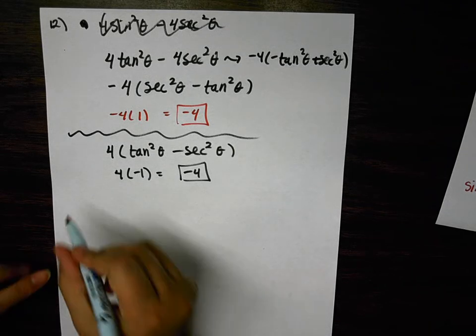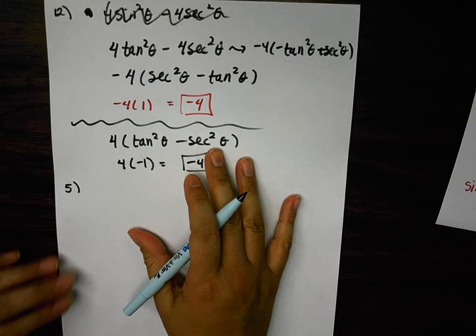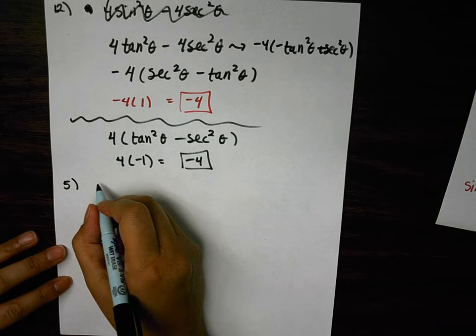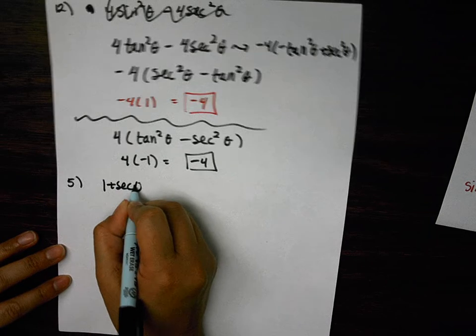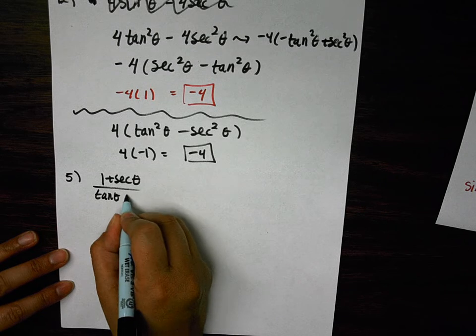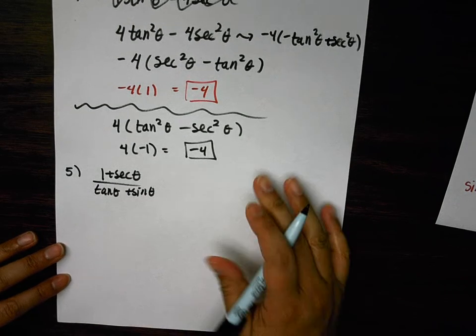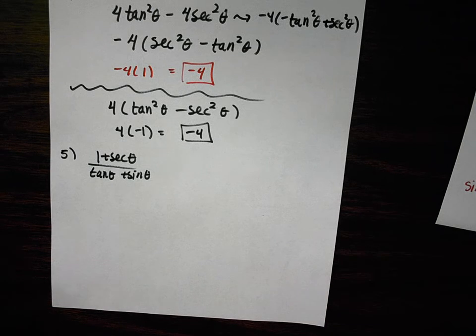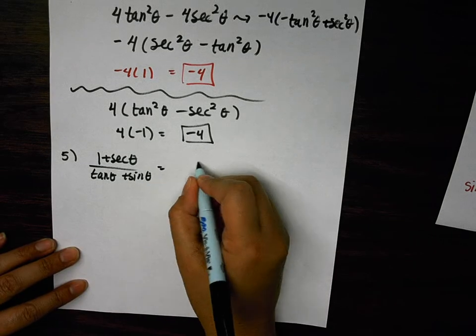All right. Any others? Which one? 5. One plus secant, and then over tan theta plus sine theta. Yes? Okay, anyone do this one or looking at it now have any suggestions? Okay, who whispered that? Louder?